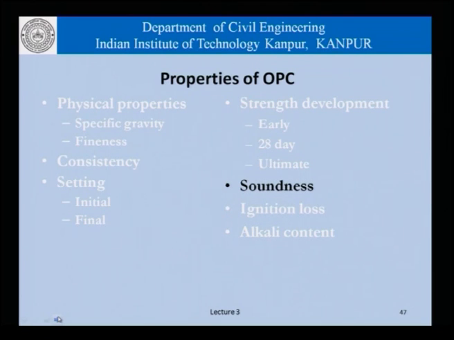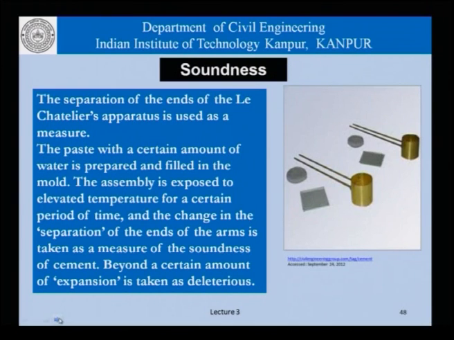Now, coming to the next property that we need to talk about, the soundness of cement. This is usually measured using what is called a Lee Chatelier's apparatus, which is shown in this picture here. The paste with a certain amount of water, that is, the water cement ratio of the paste is determined based on the standard consistency of the cement, and that paste is filled in the mold. The assembly is then exposed to an elevated temperature for a certain period of time, and the change in the separation of the ends of the arms is taken as a measure of the soundness of cement. So, what basically happens is that this mold is filled with the cement paste that we prepare.